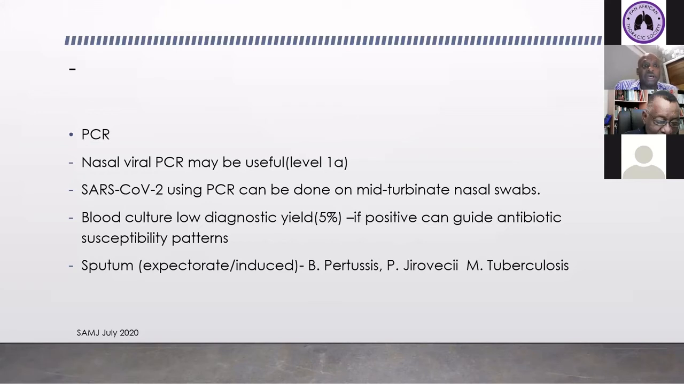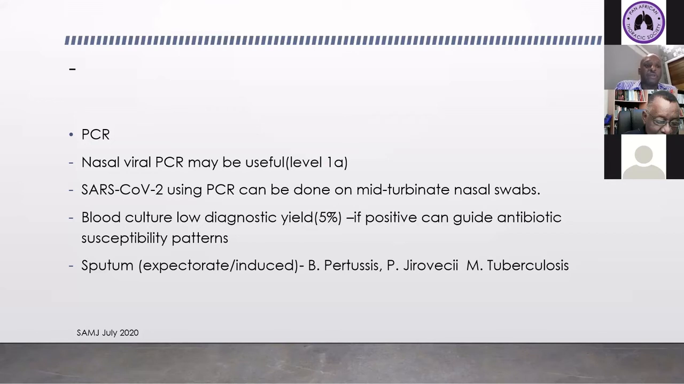What about PCRs? Now COVID: a SARS-CoV-2 PCR should be done in children with pneumonia being admitted. And what about the nasal viral PCRs? These are usually useful for viruses like respiratory syncytial virus, RSV, influenza and parainfluenza. But they've got a side effect, which I'll discuss later.